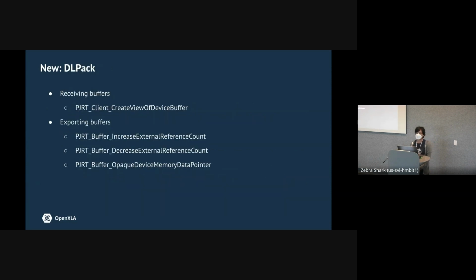And the last update I want to mention is DLPack support. A few C APIs were added to support DLPack. Create view of device buffer supports receiving buffers from DLPack, and exporting buffers to DLPack requires a few C APIs: increase the external reference count, decrease the external reference count, and get an opaque device memory pointer.